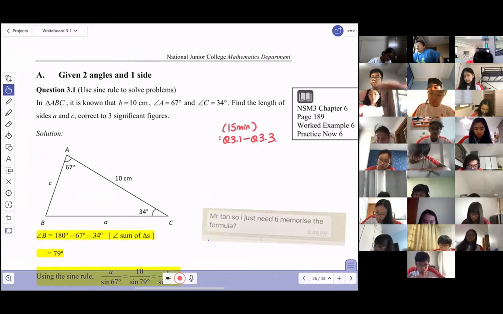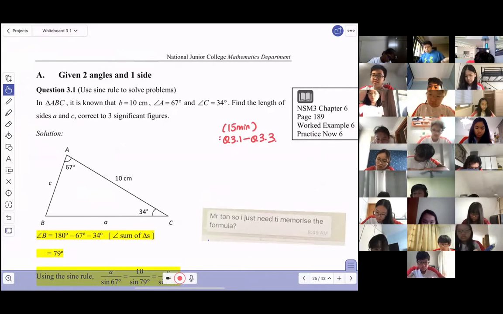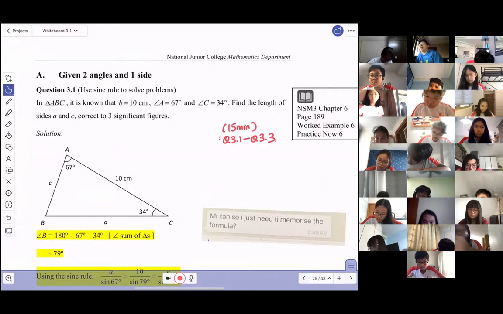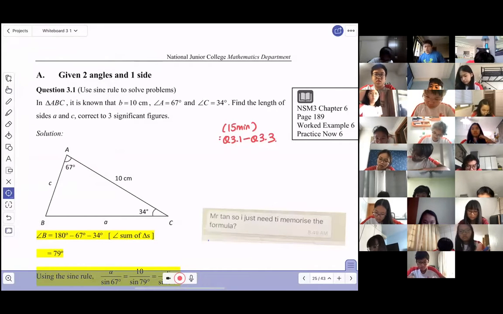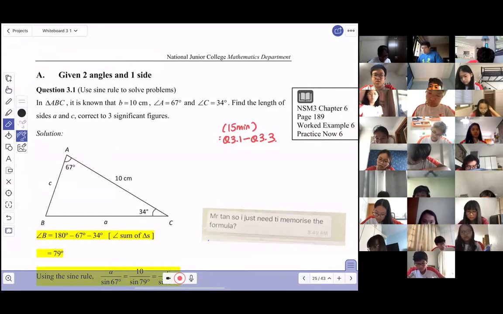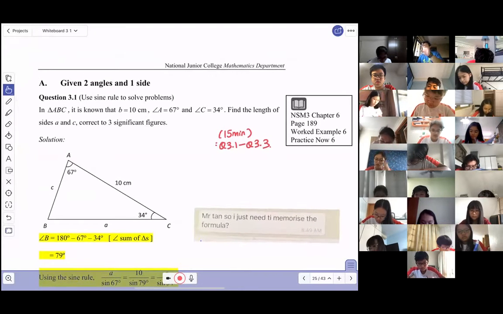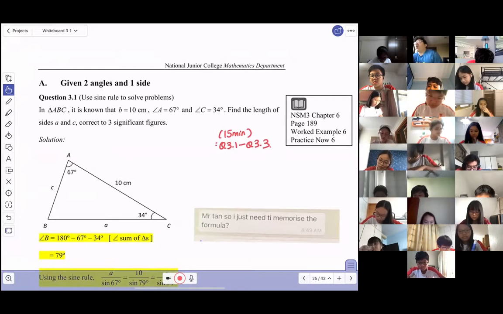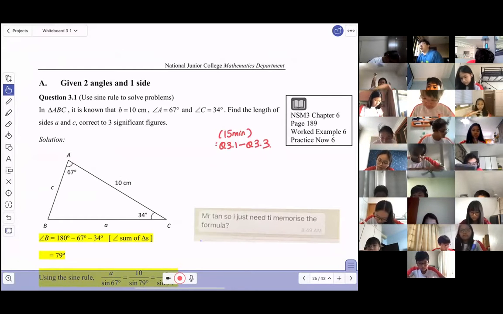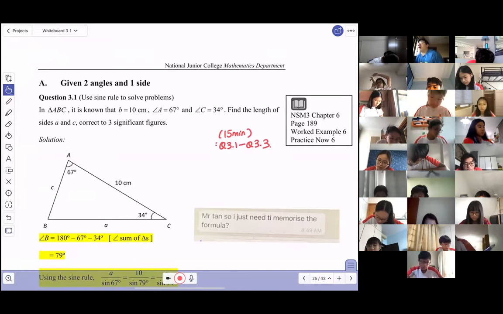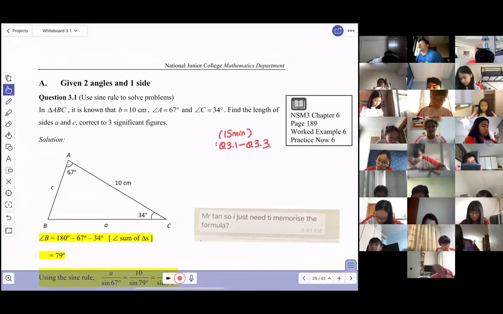So more importantly, when you memorize something, of course it's better to understand it. To memorize anything, it's better to understand it. When you memorize, that can give you some short-term success. But more importantly, when do you use it? You must know. You use it when you are finding an unknown angle or unknown side in a triangle.